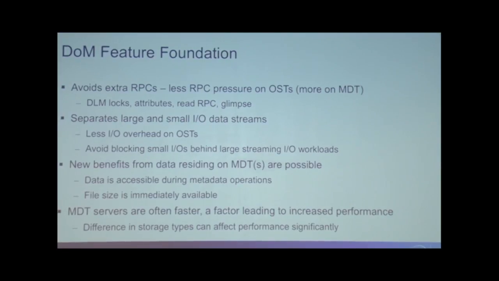Also, with this solution of having the data resident on the MDT, there are some other benefits that we can take advantage of beyond just reducing RPCs. We'll have some other improvements that we're going to target for phase two, since the data is accessible with the metadata operations. And in many deployments, MDT servers are often faster, so it naturally contributes to increased performance by putting data directly on the MDT. The underlying storage type, as we'll talk about, can be a large factor in what that performance gain may or may not look like.